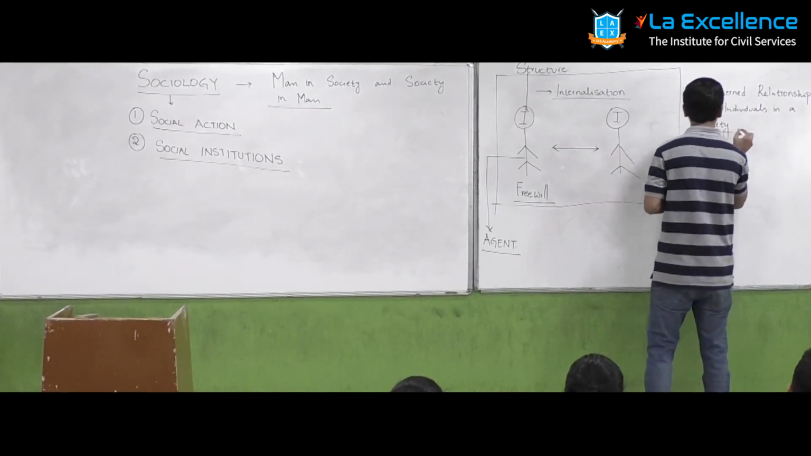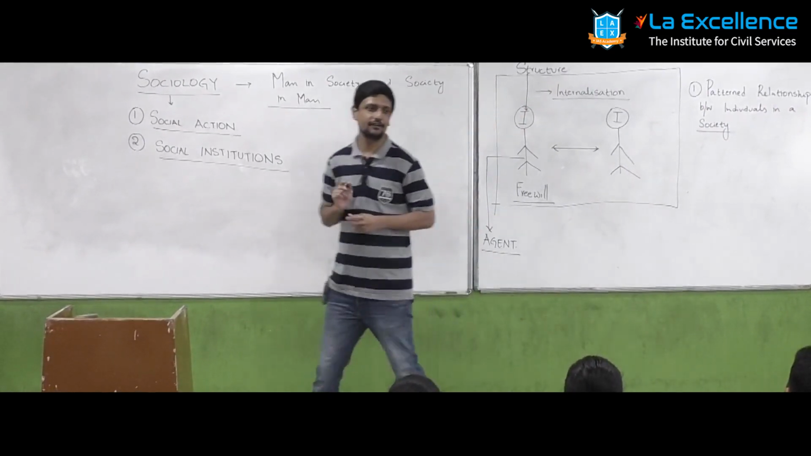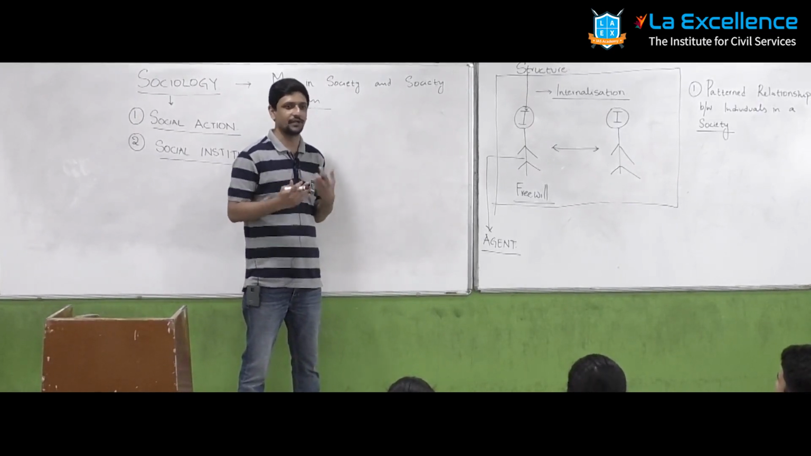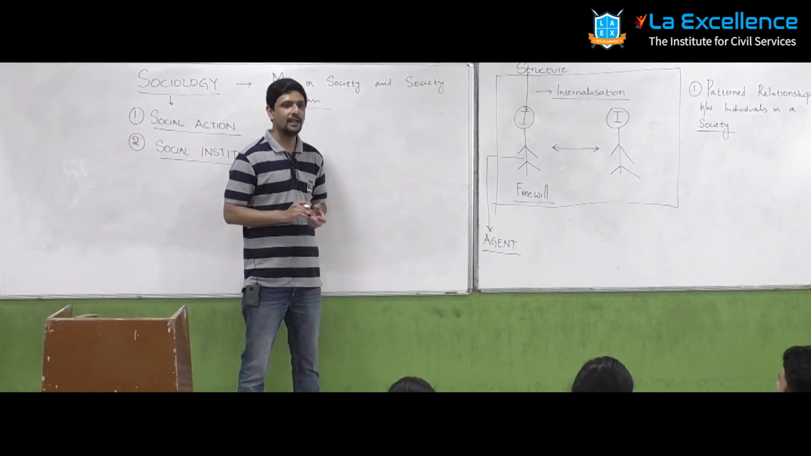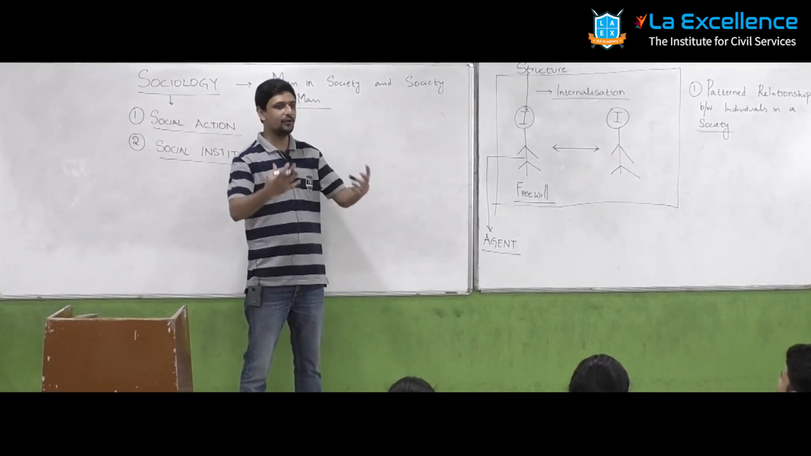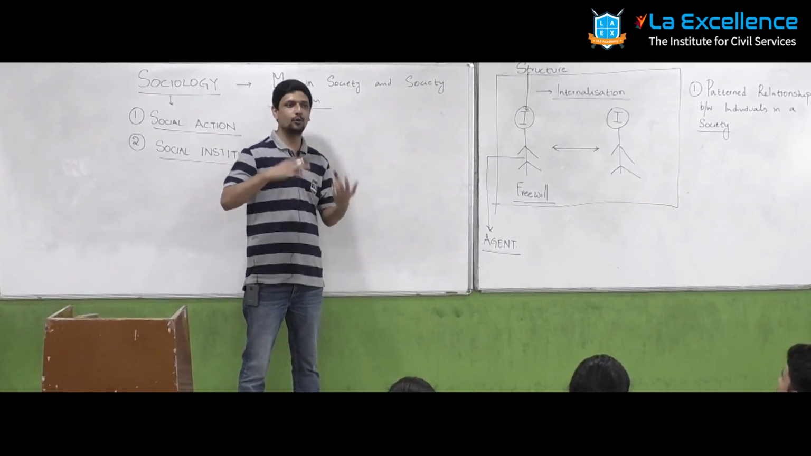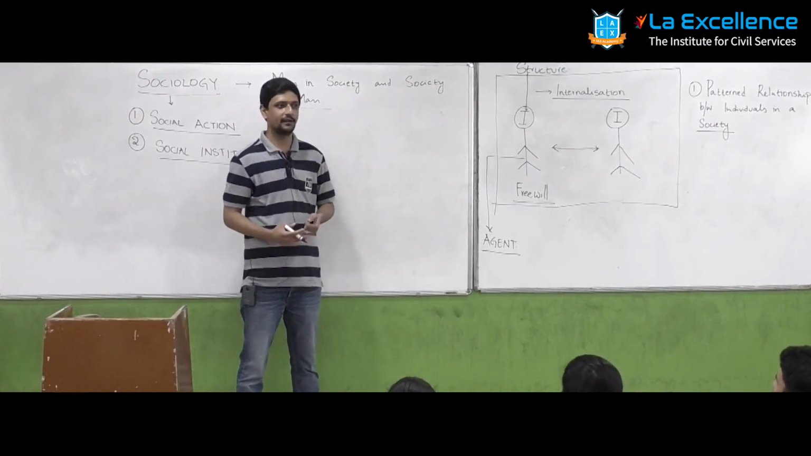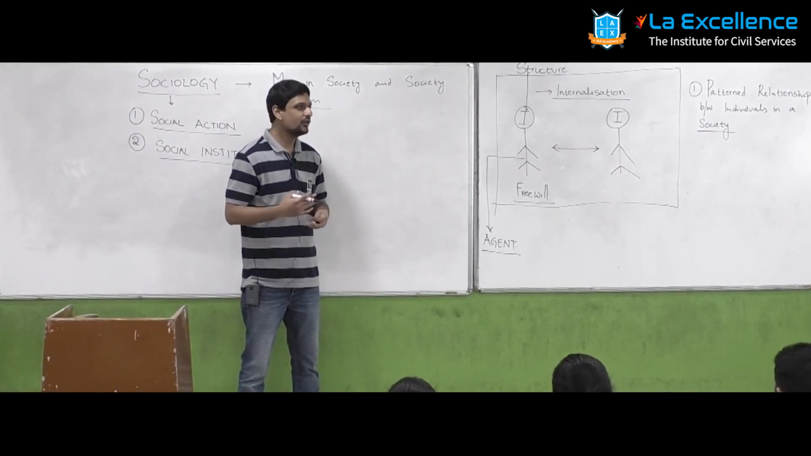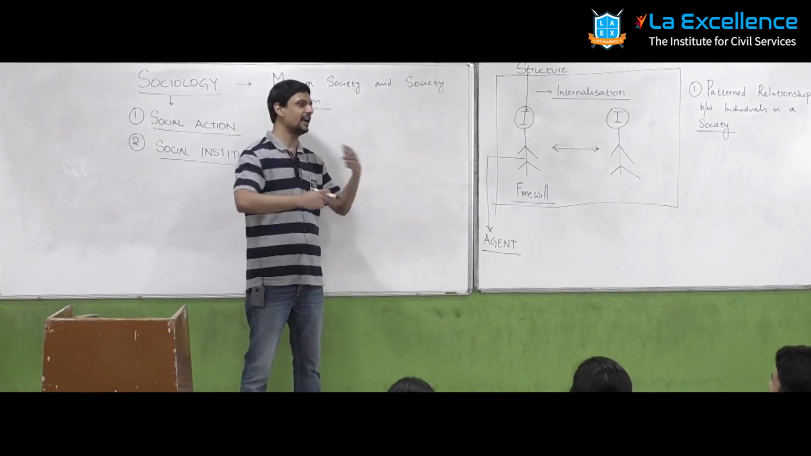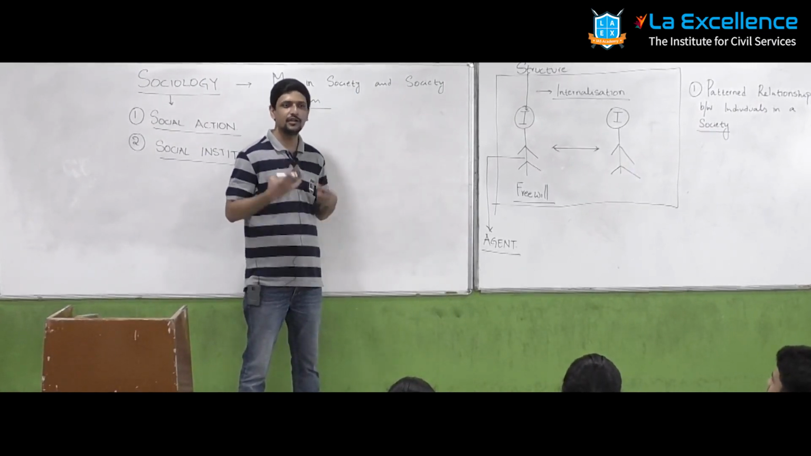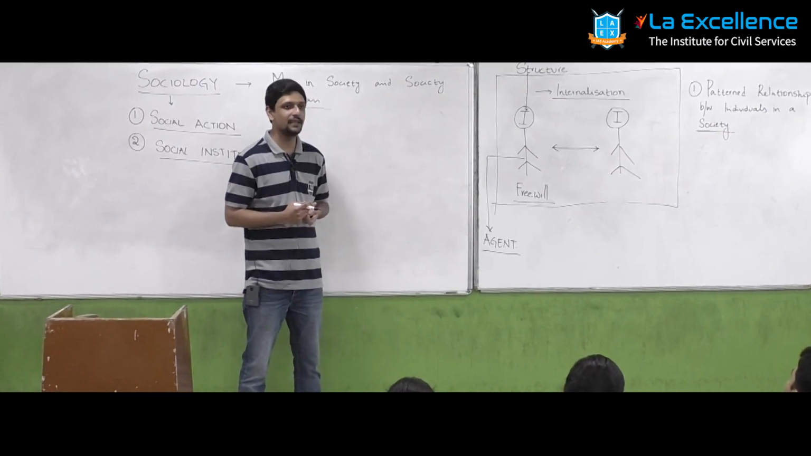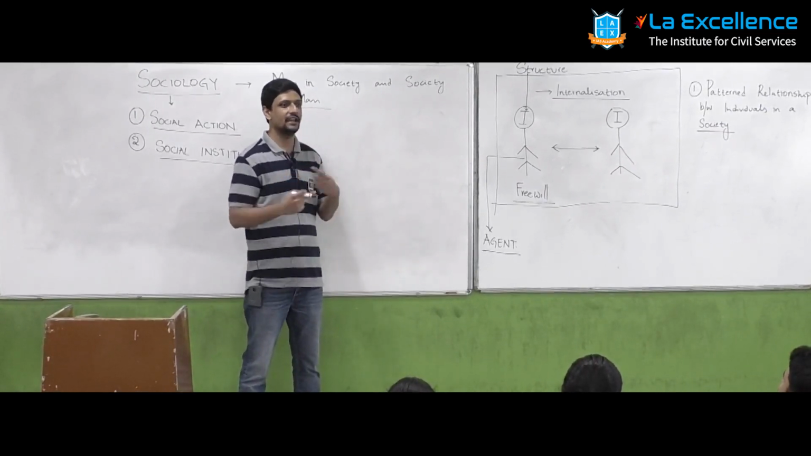What do I mean by patterned interaction? Patterned interaction means that there is some sort of repetition involved here. Every day you come into the class and every day you treat the teacher the same way. Every day you go back home, you treat your mother in one way, your father in another way, your friends in another way. And every time you treat a person, you don't have to reinvent the wheel again and again. You know how to act with a teacher, with your mother, with your father. When I say patterned relationship, it means there is a kind of repetition again and again.